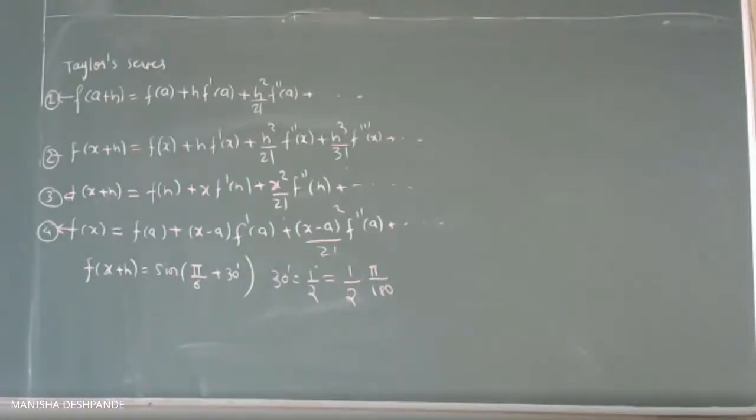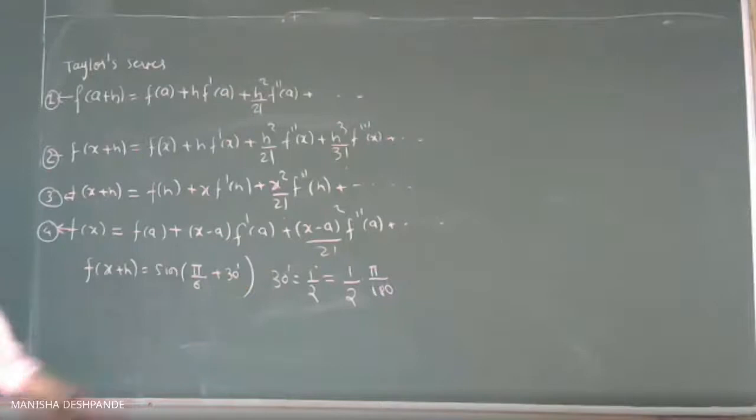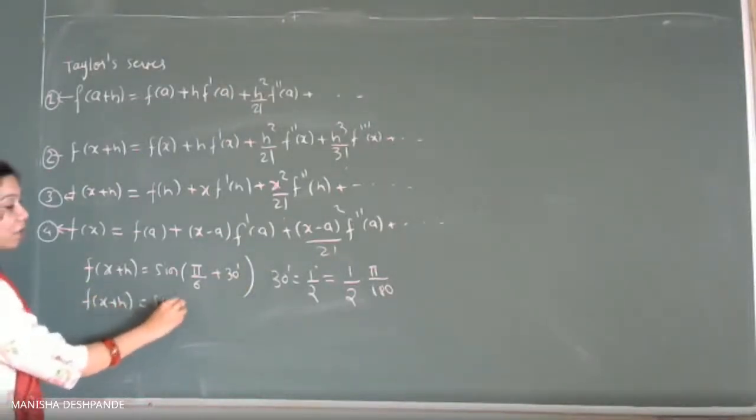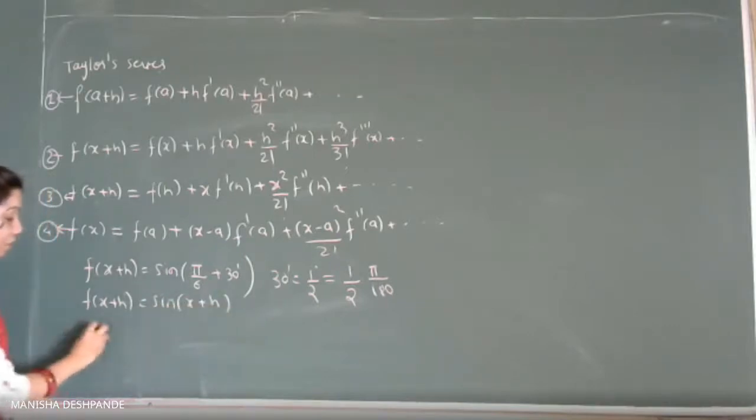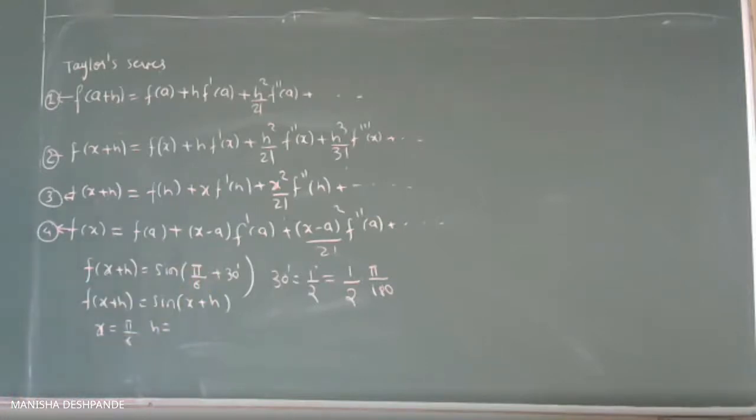f(x + h) is equal to sine of (pi by 6 + 30 minutes). Is it okay? So your function f(x + h) is actually sine of (x + h). Then what is your x? X is pi by 6. And what is your h? Half into pi by 180. So use a calculator and write down that in the answer form. What is the answer? Pi divided by 360. On a calculator, keep the mode of your calculator in radians and calculate that value and tell me what it will be. Something 0.0.